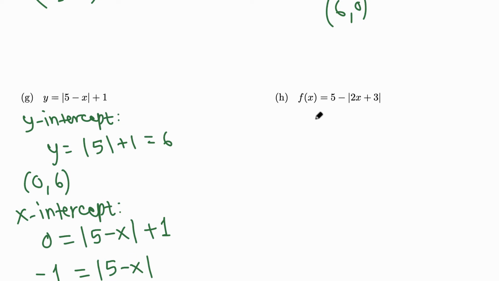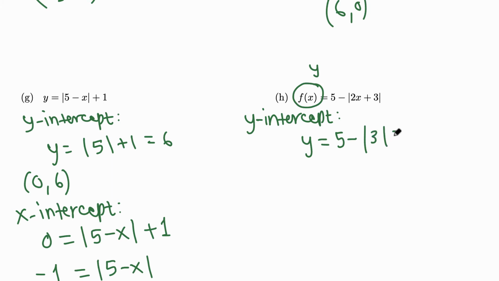Here in H, we do the same thing. For the y-intercept, we set x = 0, so this is y, by the way. So y equals 5 minus the absolute value of 2 times 0, which is 0, plus 3, is 3, and the absolute value of 3 is 3. 5 minus 3 is 2. So the y-intercept is (0, 2).